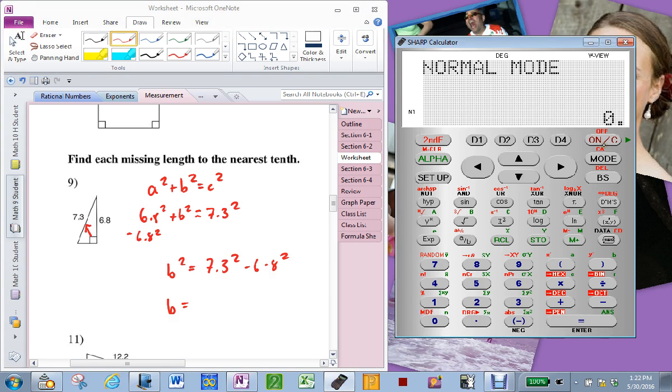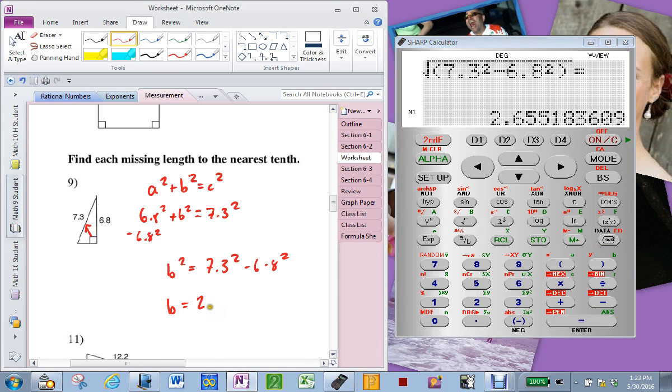So you had to go 7.3. Look how slick you can be on your calculator. Square root, bracket, 7.3 squared minus 6.8 squared, close brackets. Now, what is my calculator going to do there? It's going to do the brackets first. So it's going to do my 7.3 squared minus 6.8 squared, and then it's going to square root everything. Right? Equals. And then you had to change it to 2.6. Then you check.